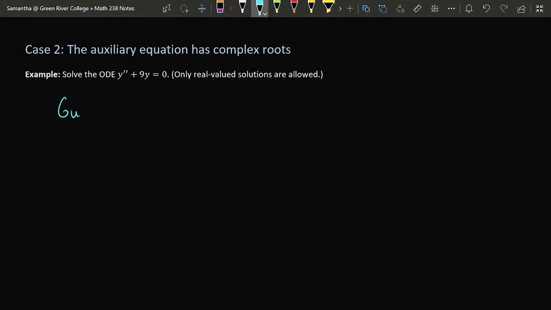If I guess a solution of the form y equals e to the rx, then plugging that guess into this equation will give us the auxiliary equation r squared plus 9: r squared, 2 r's for y double prime, and then 9 with no r's because of no primes, equals 0. So from this we get r squared equals negative 9, which does not have any real solutions, but which does have two complex solutions.